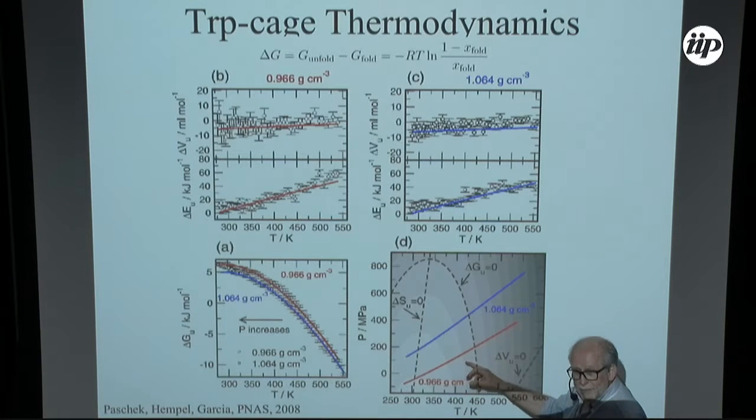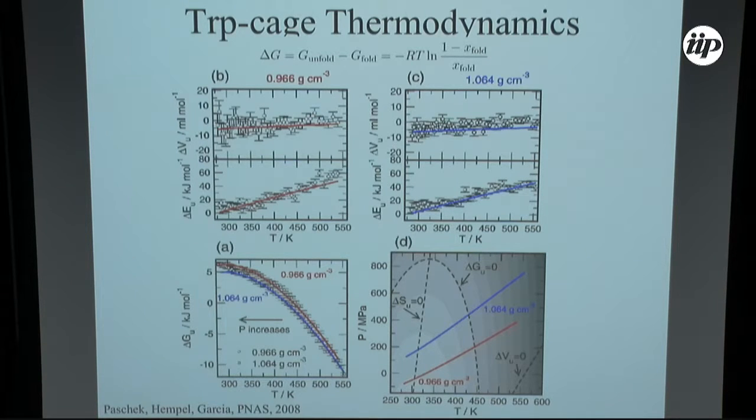Below this line, the unfolded state has higher entropy than the folded state. Above this line, the unfolded state has lower entropy than the folded state. Right? You like it? But people always think unfolded, high entropy; folded, low entropy.